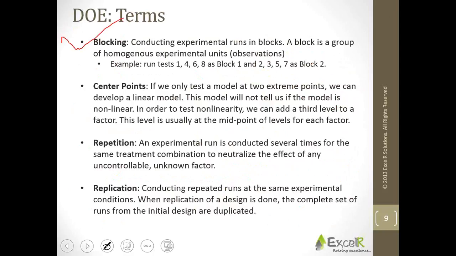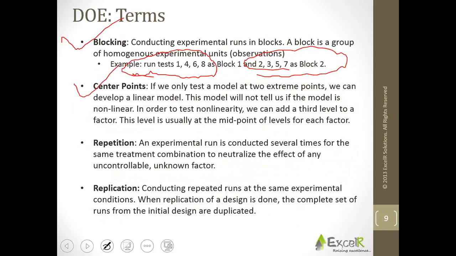Next thing is blocking. Blocking means you run multiple experiments in one go in a block. For example, if I have 8 tests to be performed, 8 experimental tests, then what do you mean by block? Block means probably I'll run first test, fourth, sixth and eighth test as one block in one go. And probably 2, 3, 5, 7 I am going to run as block 2.